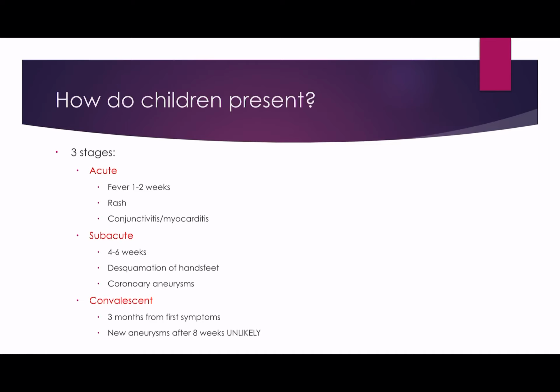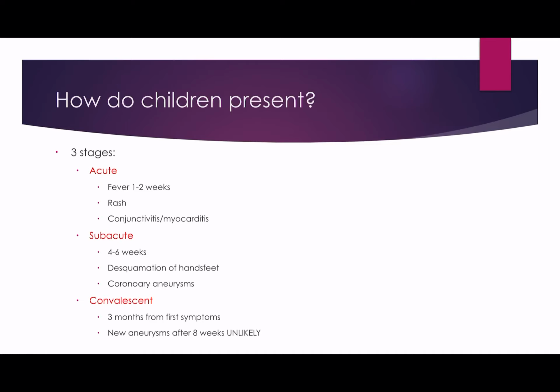The second stage is the subacute stage, and this is really where the damage from Kawasaki disease is caused. This is usually 4 to 6 weeks from when the symptoms first start. There's desquamation of the hands and the feet, and this is where you get the dreaded coronary aneurysms. It is these coronary aneurysms that then can cause problems with myocardial infarctions, aneurysm ruptures and sudden death, pericarditis, and also potentially pericardial effusions secondary to a rupture of those, and again, sudden death.